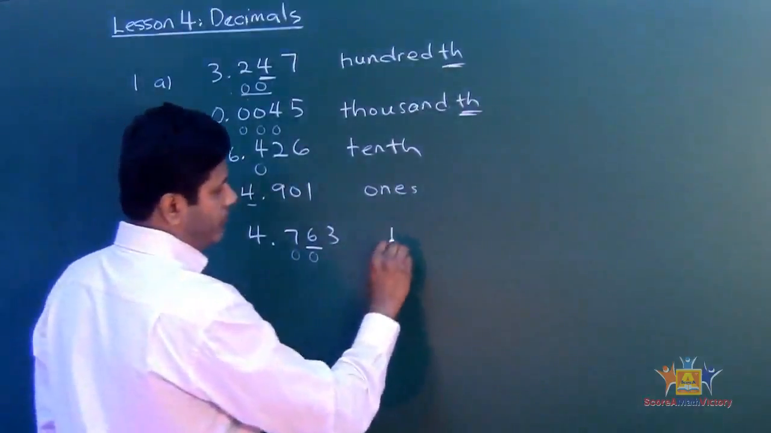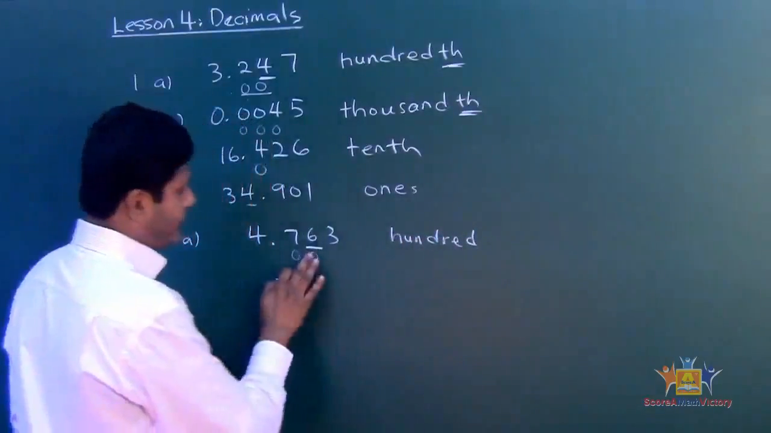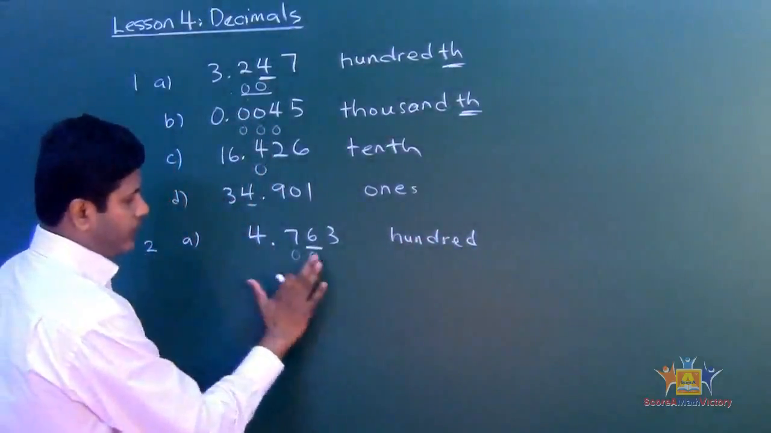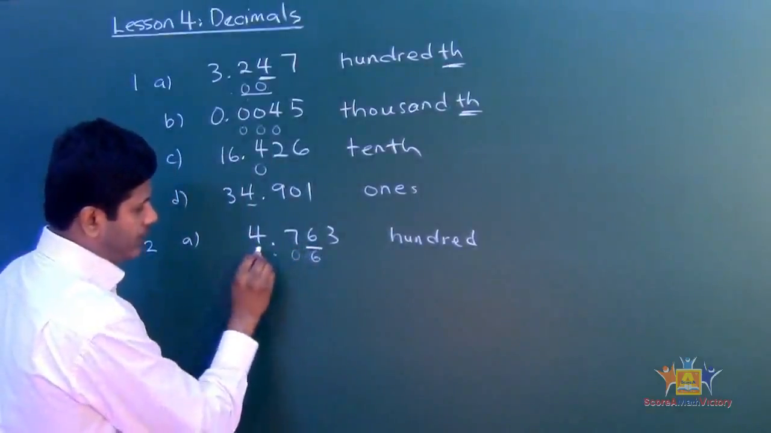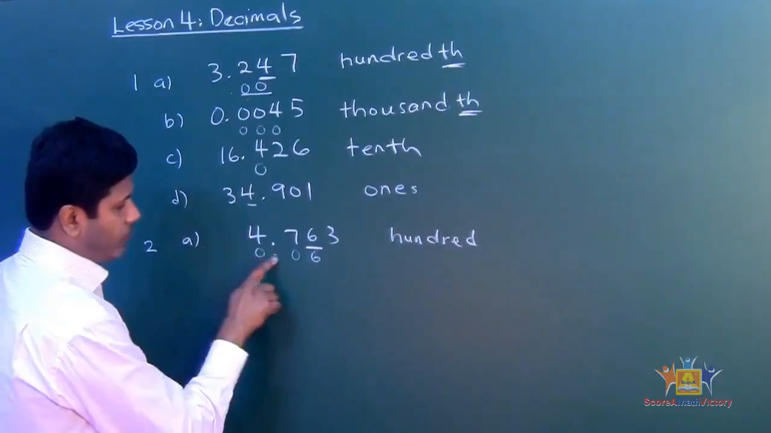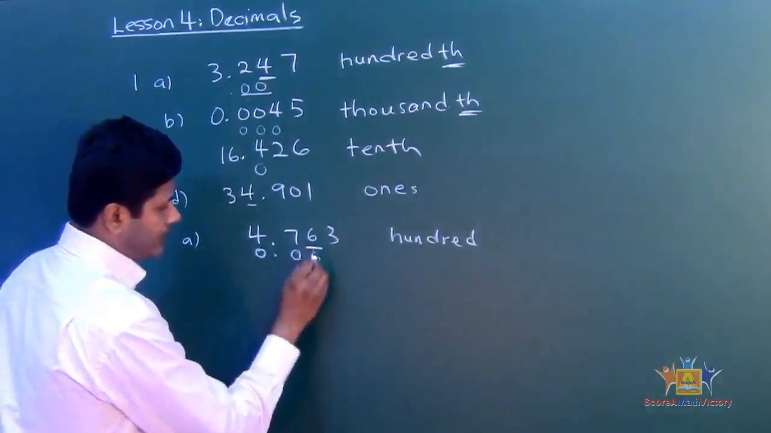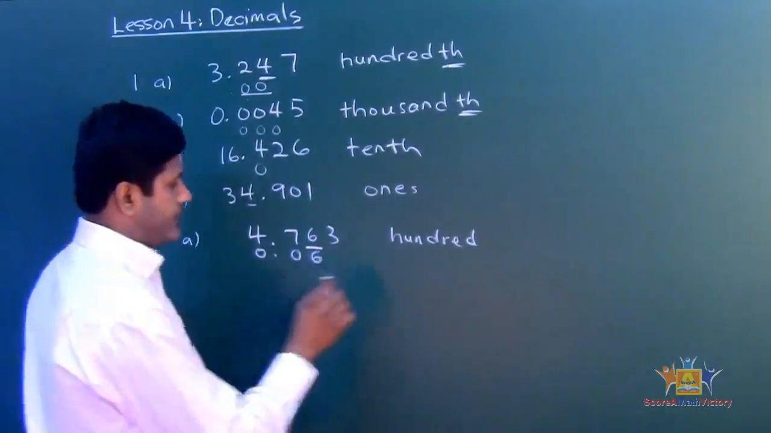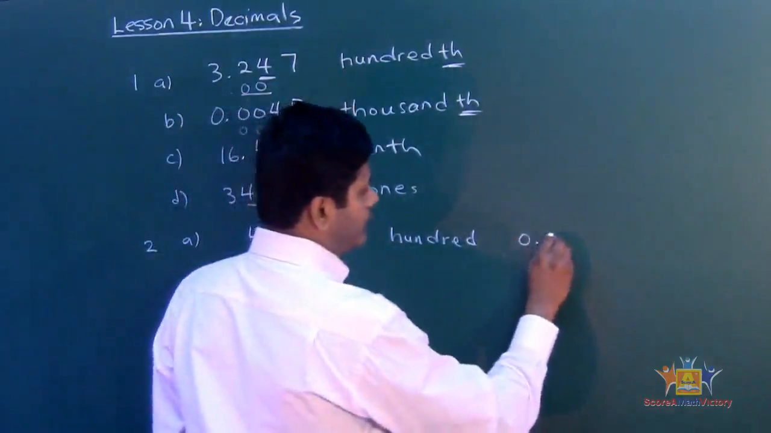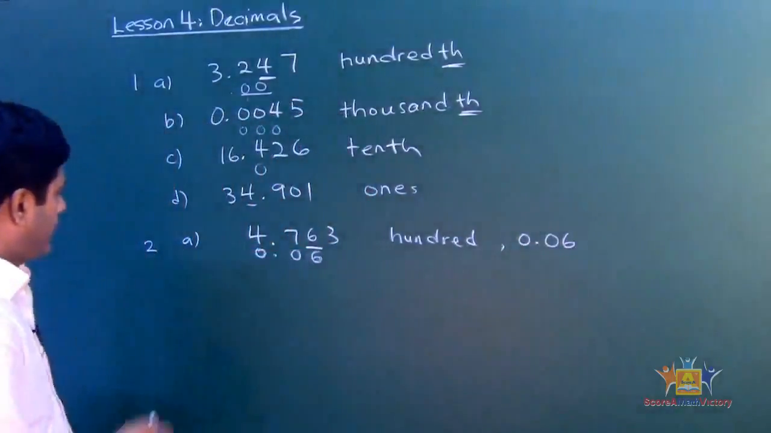So the first part will be hundredth, and what's the value of 6? Look at this. Erase that, bring the 6 down, and then put the decimal, and then put a 0. See that? 0.06. Let me put it darker so you can see it. So the value of that digit is 0.06. Alright, let's do B.